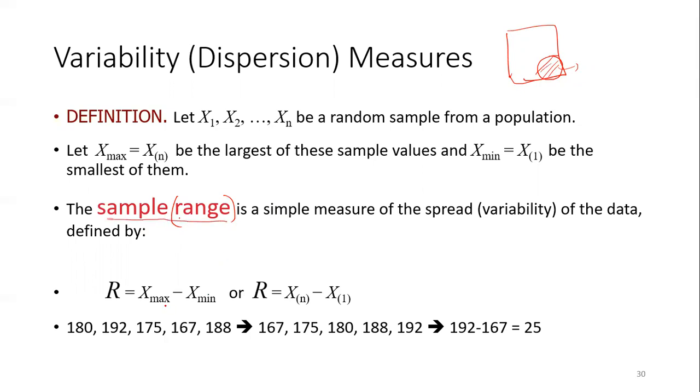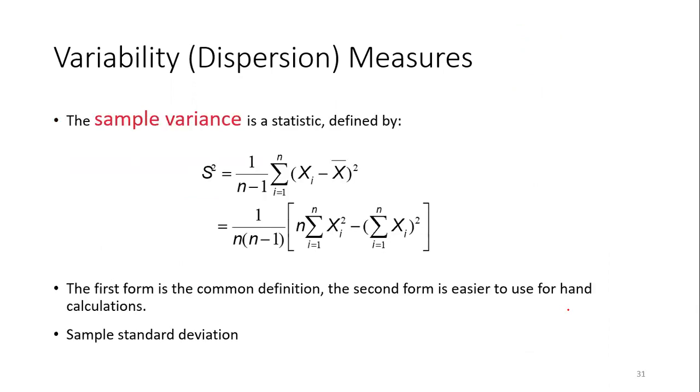So what is a range? Simply, you take the maximum and subtract the minimum of the data from it. Assume you have data of 5 observations: 180, 192, and so on. You just order them and take the difference between the smallest and the largest, which is equal to 25. So this is the sample range.